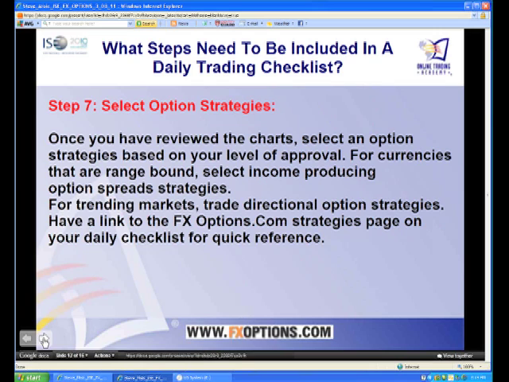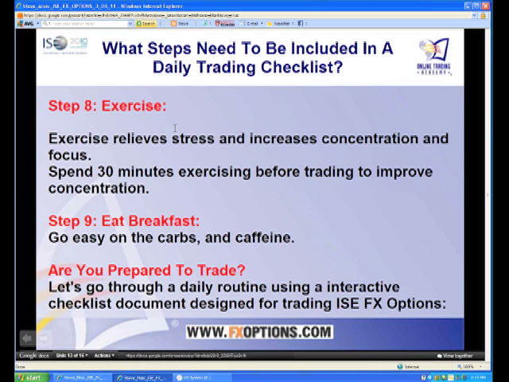Step number 8, don't laugh, exercise. As a matter of fact, some of us could use more exercise, including myself. But exercise is something that you want to do before you trade because it's going to increase your concentration. It's going to increase your focus.